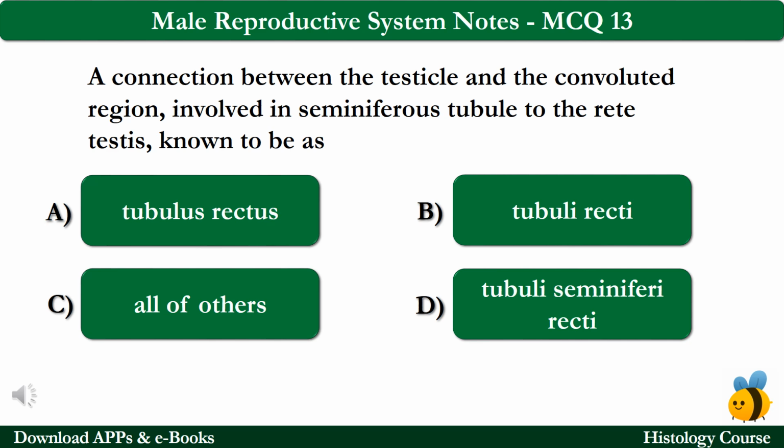MCQ number 13. A connection between the testicle and the convoluted region involved in seminiferous tubule to the rete testis is known as option A tubulus rectus, option B tubuli recti, option C all of others, and option D tubuli seminiferi recti. The correct answer is option C, which is all of others.